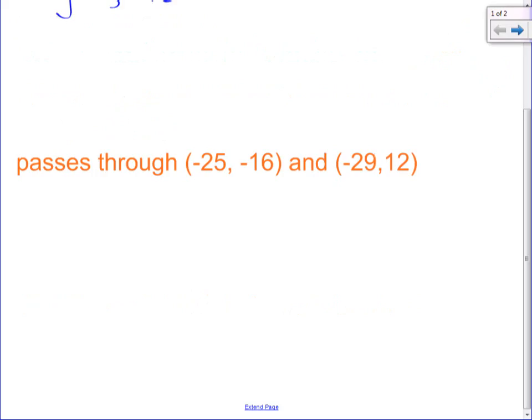Okay, let's try this one. We don't have the slope on this one, so we're going to have to find that first, which we already know how to do with our equation. What do we subtract on the top? Okay, so what would that be? 12 minus 12 plus 16. Okay, so we went 12 minus -16, so this one has to be -29 plus 25. Okay, so we'll simplify this. We get 28 over what? -4, which is -7. Okay, so now we know the slope.